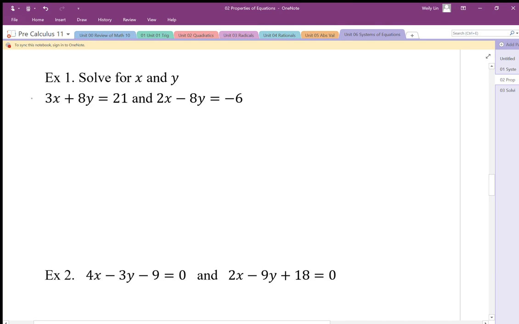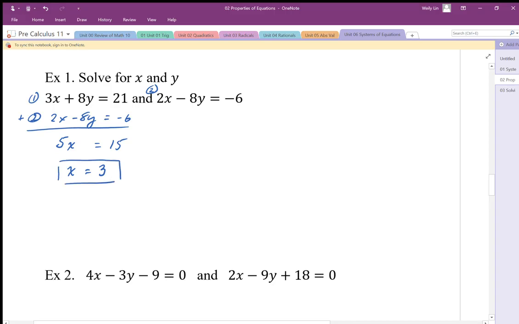So I'm going to label that equation 1. This is equation 2. I'm going to add equation 2. So when I add those two equations together, I get 5x. The y's cancel out, equals 15. So I solve for x, divide by 5, x equals 3.